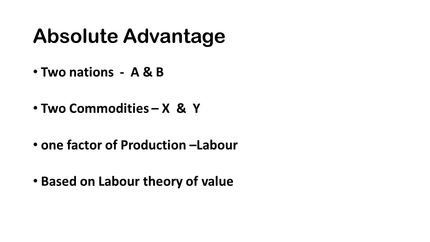First of all, let us examine absolute advantage theory. Let us assume that there are only two nations. Let A and B be the two nations, and also assume that there are only two commodities, X and Y. Here it is very important to remember that we are considering only one factor of production, that is labor. In classical theories of international trade, we consider only labor. We do not consider capital, because classical theory is based on the labor theory of value, where we assume that labor is the sole source of value.